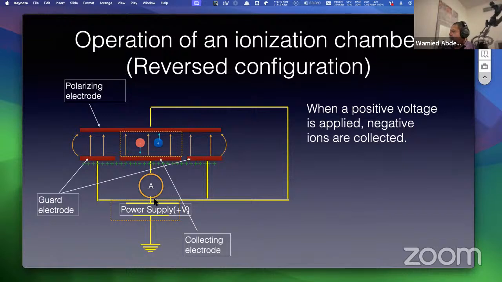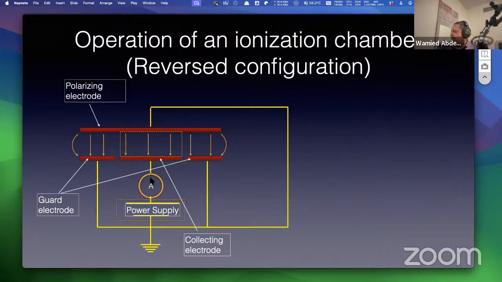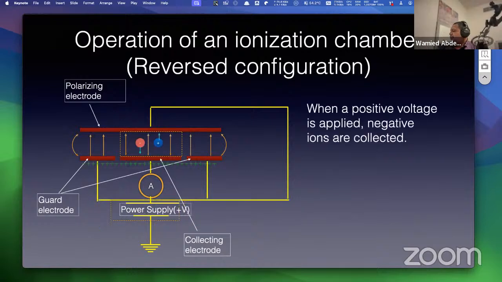So in the reverse configuration, they are the same, but then again, our electrometer collects only the charge that is collected by the collecting electrode. But the point I want to emphasize here is that now when the power supply is at plus voltage, then the bottom electrode will have a plus voltage. And what's going to happen is that the negative charges are going to be attracted. So the signal we're going to collect will be the signal of the negative charges.